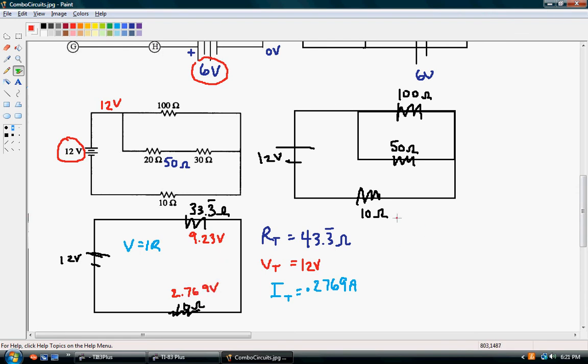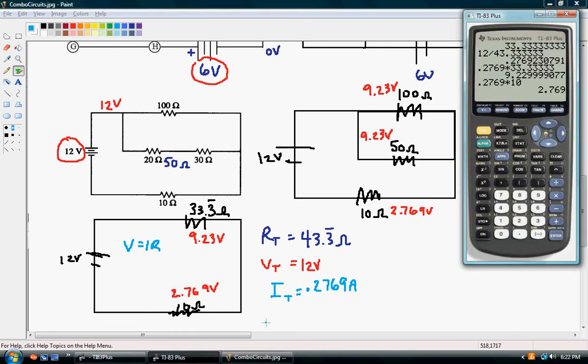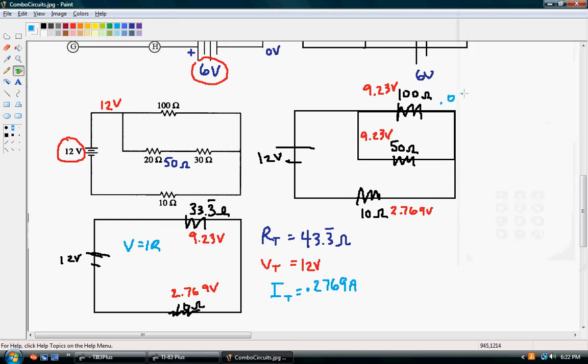Alright, now we can go back and say, we know that this guy uses 2.769, and we know that if the equivalent resistance gets 9.23 volts, that means that each line gets 9.23 volts. And we can use our voltage and our resistance to go back and calculate each particular current, and it should add up to our total current. Anyway, so 9.23 divided by 100 gives us the current for the 100 ohm resistor, which is 0.0923 amps.